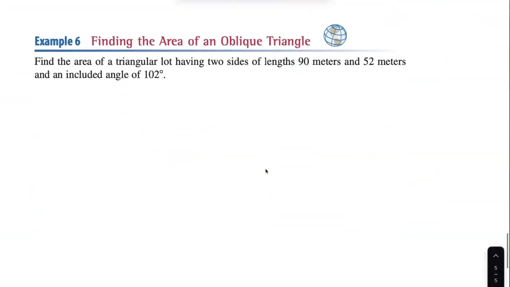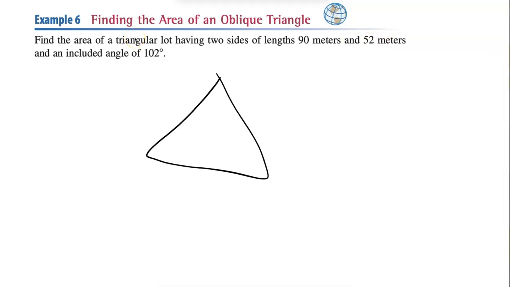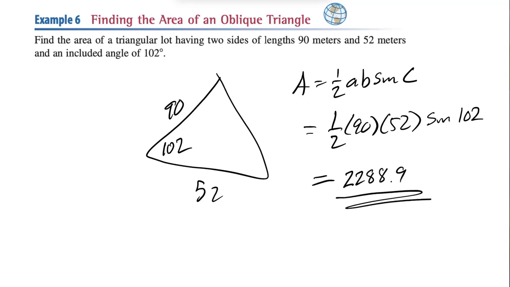So let's do an example here. Our last one. Find the area of a triangle having sides of length 90 and 52 and included angle 102. So it's really just giving us information, right? One side's 90, one side's 52, and the angle between them is 102. So if I want the area, this is the formula, 1/2 AB sine C. Remember, all it means is the two sides, which is 90 and 52, and then sine of the angle between. Do that, you get your area, 2288.9. And that's the lesson.